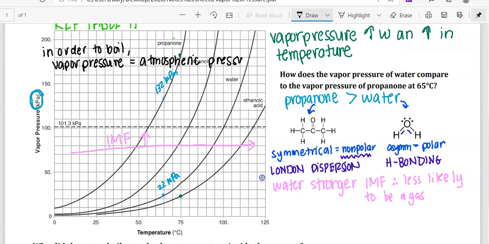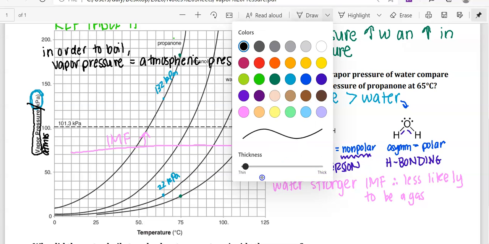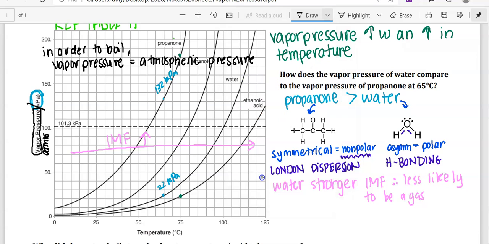Okay, so when we are looking at this Table H graph, you'll notice that on the y-axis we have vapor pressure listed. I want you to use that now as not only vapor pressure, but also atmospheric pressure. Because again, in order for something to boil, they are going to have to be the same value. So we have our vapor pressure, we have our atmospheric pressure.